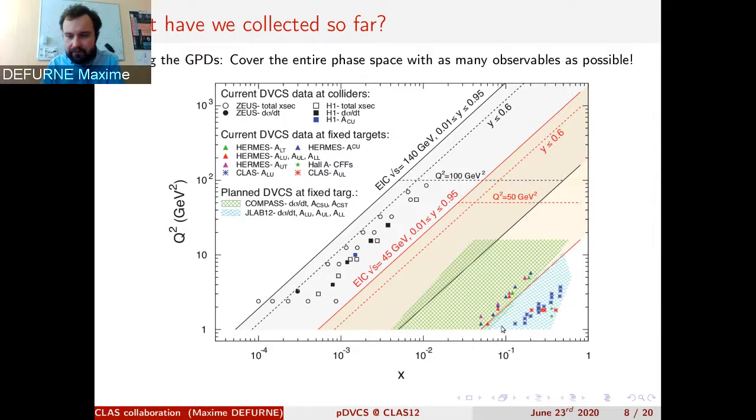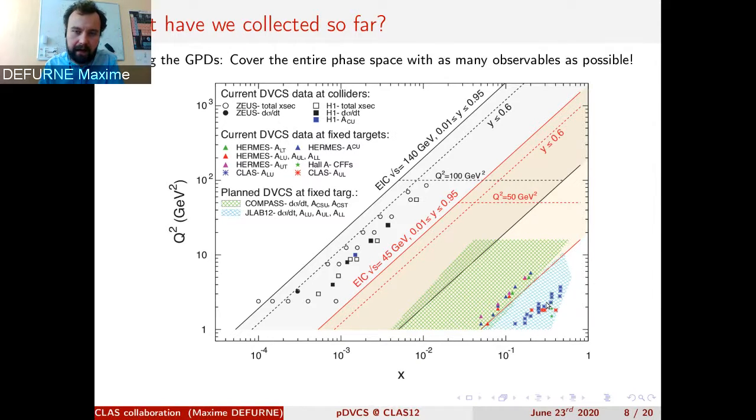And finally, then you have another gap until you enter the valence region, so above 10 to the minus 1 for Bjorken x, which is the part that we cover here at JLab. CLAS and HERMES released data concerning asymmetries for beam helicity dependent or longitudinally polarized target. And HERMES also released points for cross sections.